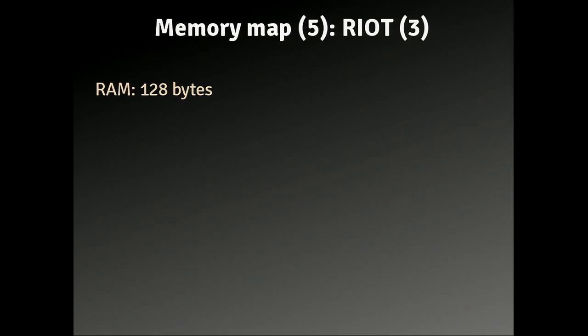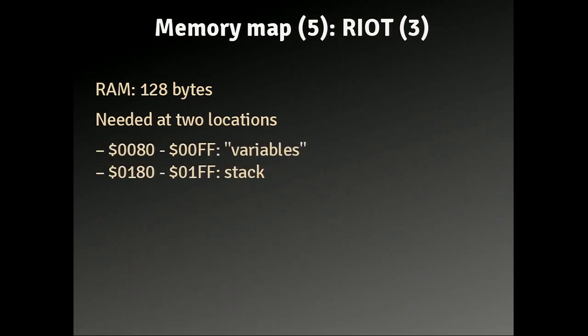So the RAM, this is the fun part. We've got 128 bytes of RAM. That's all there is, half a page. It's needed at 2 locations. In the documentation, there is the space called the zero page for the variables, so your states that you save. And you need it for the stack, so your jump to subroutine can store where to come from, so you can go back again.